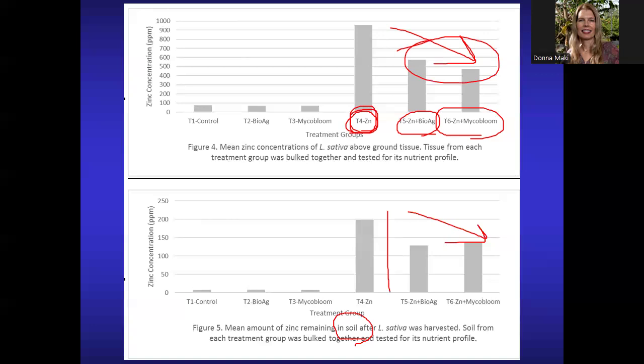You don't want too much zinc going into your body. And so being able to use the right mixtures of mycorrhizal fungi could also help with this remediation effort, especially when you start thinking about food production.